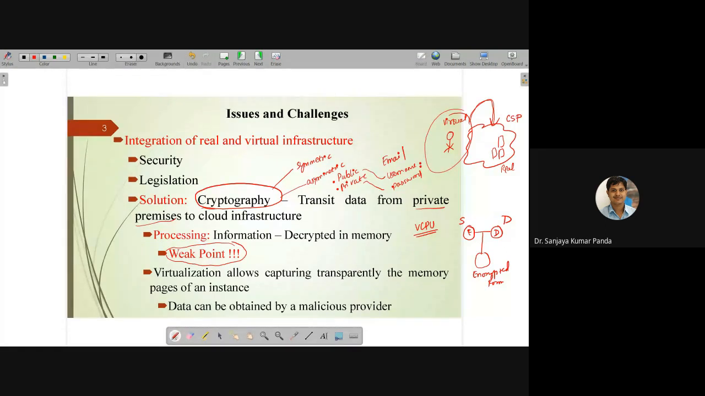So virtualization allows capturing transparently the memory pages of an instance. That's why the data can be obtained by a malicious provider. The data can also reach a malicious provider. Some provider can give you an attractive offer and get your data. It is also possible, right?